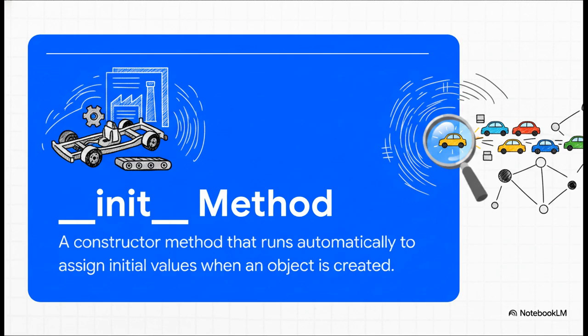We call this the constructor. You can picture this as a hyper-efficient factory worker. The exact millisecond a new car rolls onto the assembly line, this worker jumps in and automatically registers its starting values, brand, model, color, into the system. You don't even have to ask it to run. It just happens automatically to give the object its lifeblood.